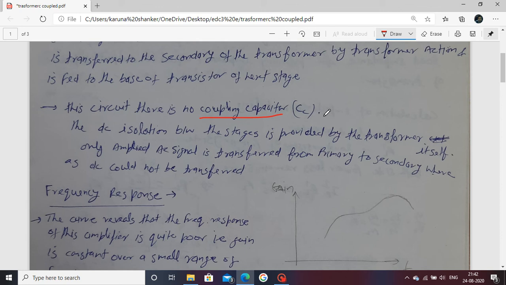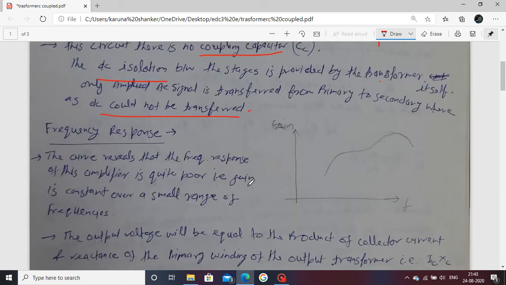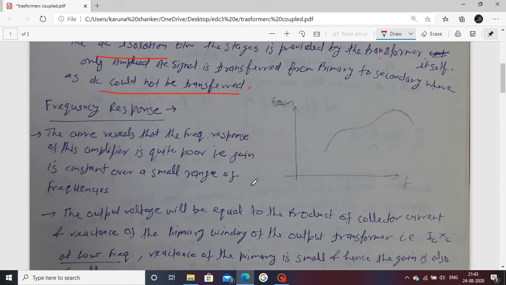It also provides DC isolation. DC isolation means, similar to a coupling capacitor, which passes only the AC signal and stops the DC signal, the transformer also provides DC isolation, meaning it blocks the DC component and passes only the AC component. The AC component is passed by the transformer itself. That is written here. Only the amplified signal is transferred from primary to secondary, and no DC can be transferred. Okay, this is the transformer coupling property.